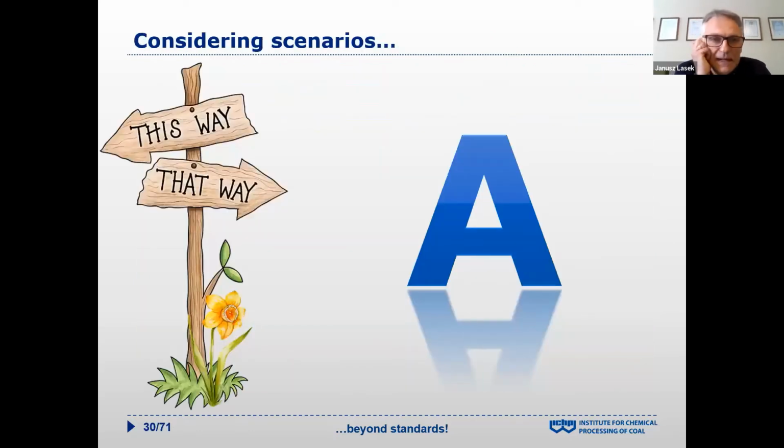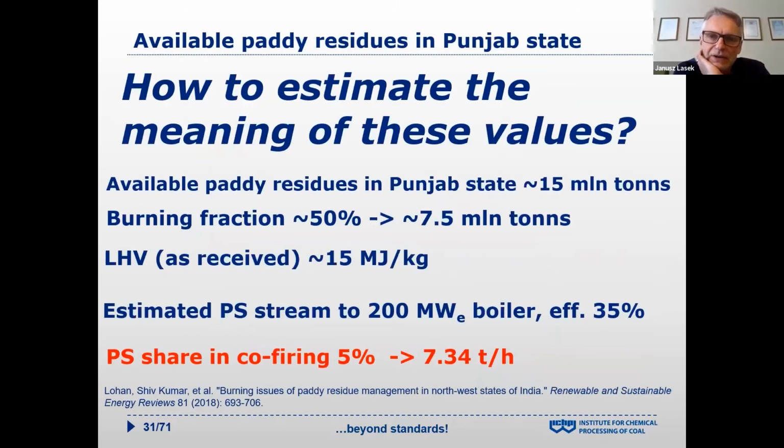So let's start from the first scenario. In the first scenario, again, we took these 15 million tons. Then what fraction can be burned? This 50%, which gives 7.5 million tons. The lower heating value of this biomass is around 15 megajoules per kilogram.